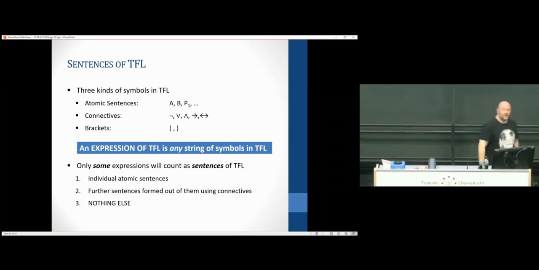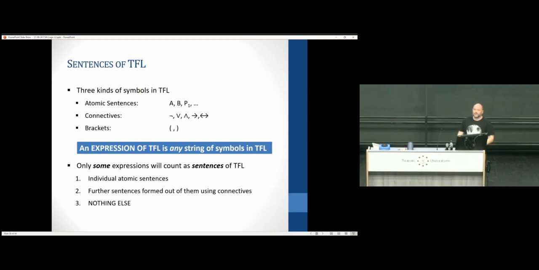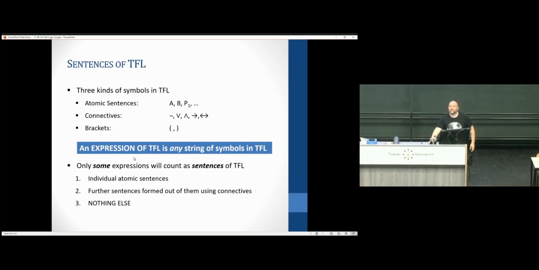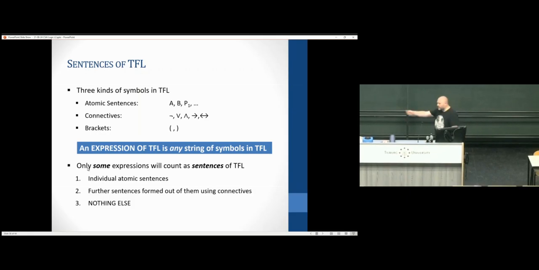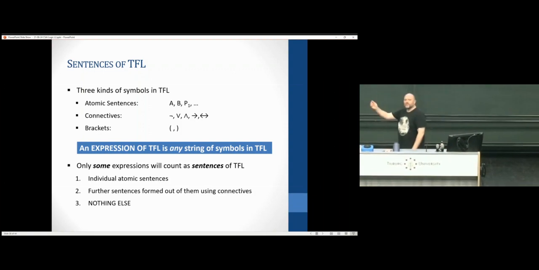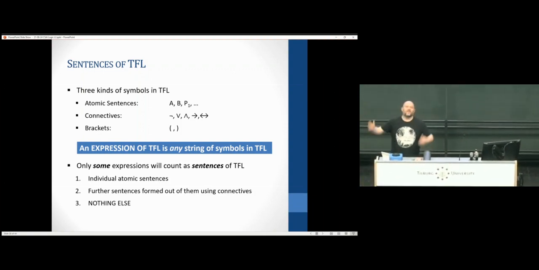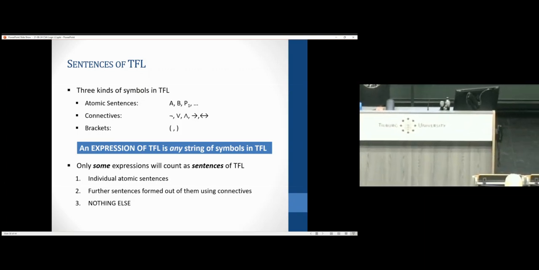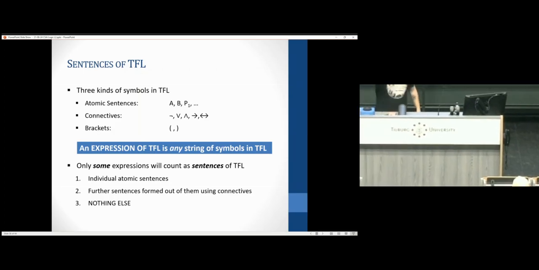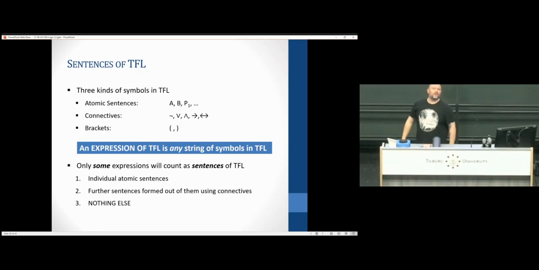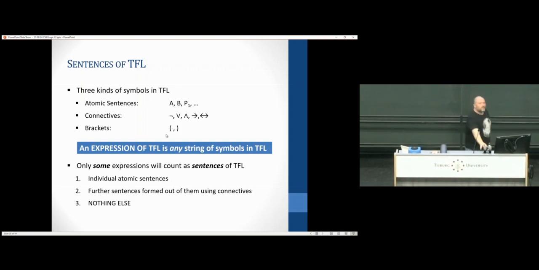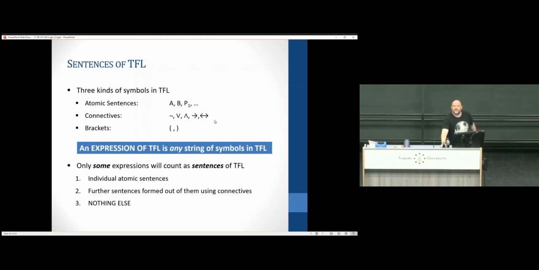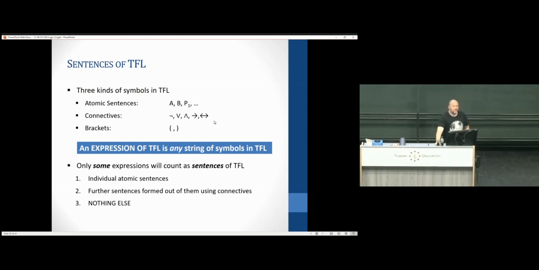So let's say that an expression of TFL is any string of these symbols. Any string. So if we wrote A, B, C, D, E, F, G, H, J, K, L, M, N, O, P, Q, R, S, T, U, V, W, X, Y, and Z, all capital letters, cool, that is an expression of TFL. If we just put bracket, bracket, bracket, bracket, bracket, bracket, bracket, cool, expression of TFL. If we didn't have the commas here, and just this list, that would be an expression of TFL.